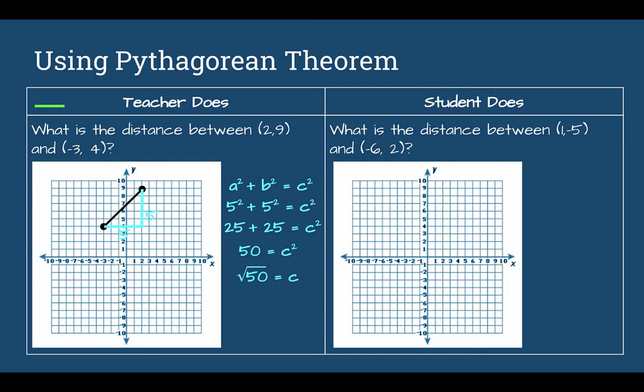Now it's your turn. Pause the video, find the distance between (1, -5) and (-6, 2). This time, use the Pythagorean theorem.